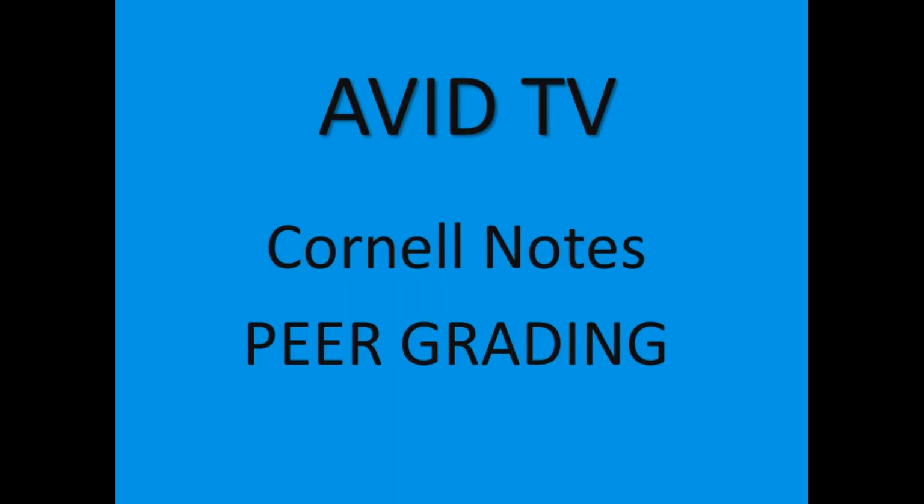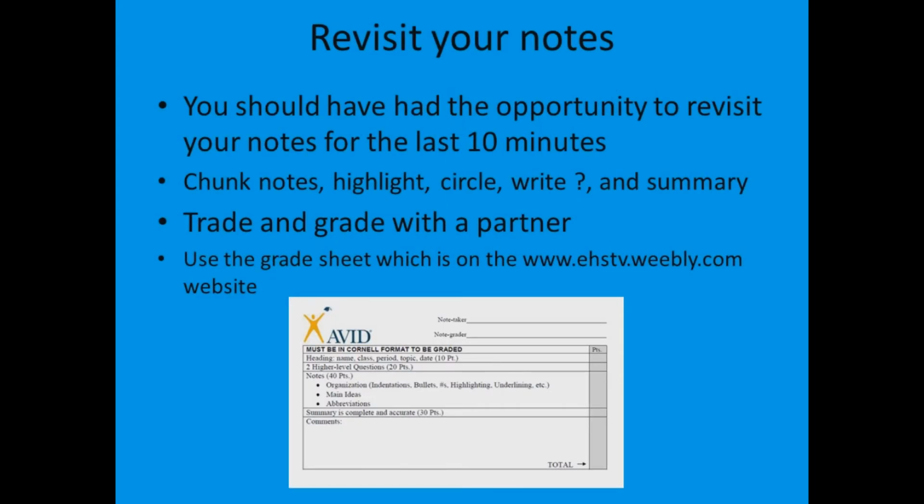All right, EHS students, let's take a look at your Cornell Notes and some peer grading. You should have had the opportunity to revisit your notes for the last 10 minutes. During that time, you should have chunked some notes, highlighted, circled, written some questions, and had the opportunity to write a summary. Now you need to trade and grade with a partner.